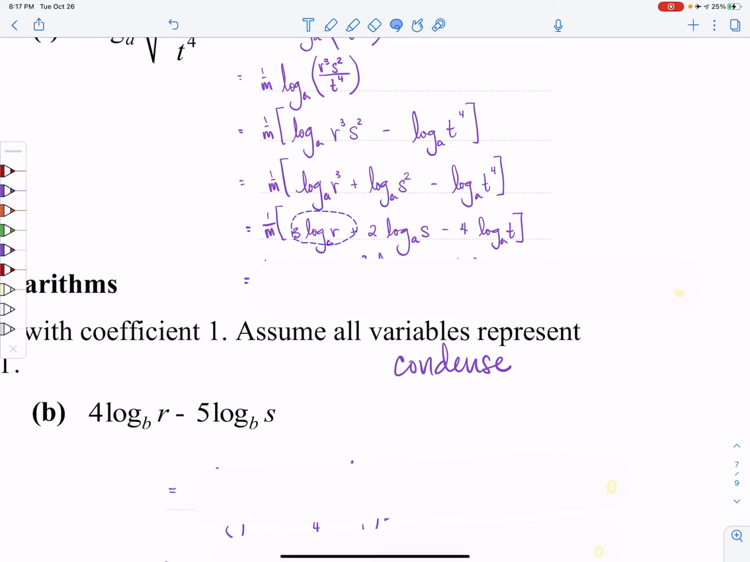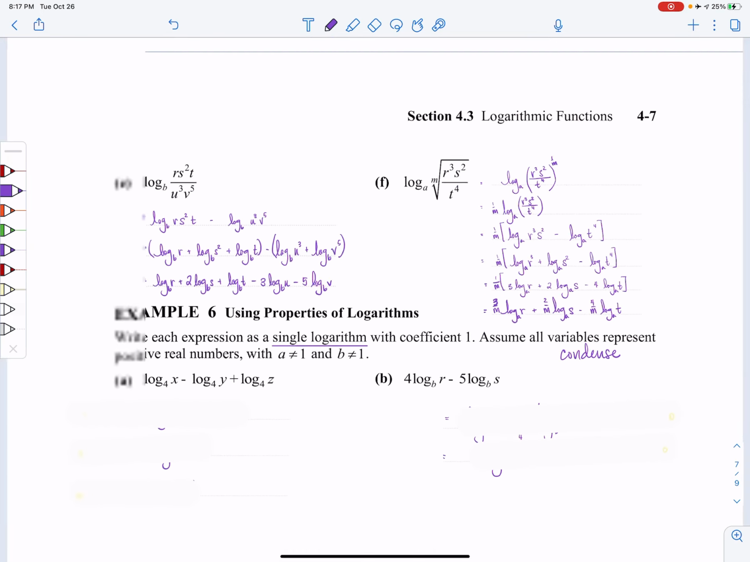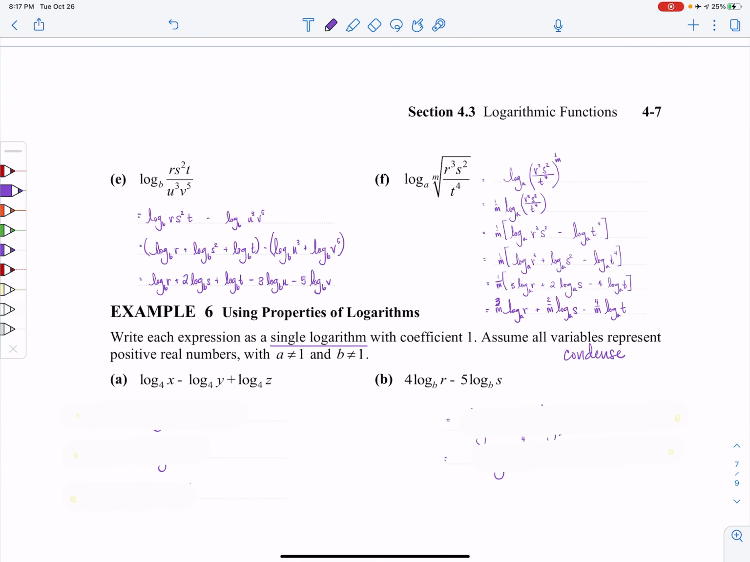So the last thing I'm going to do is take my 1 over m and distribute it to the 3 terms. And so this is going to become 1 over m's. I apologize, there's a mistake there. This should be 3 over m times the log base a of r plus 2 over m log base a of s minus 4 over m log base a of t. All right, so that's how we expand logarithms.